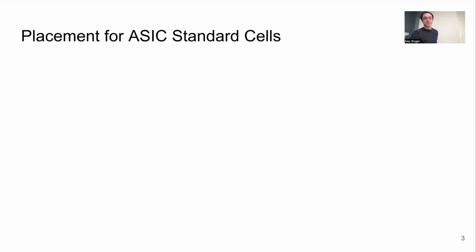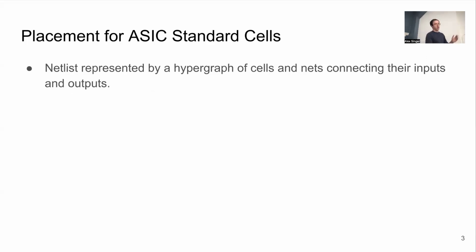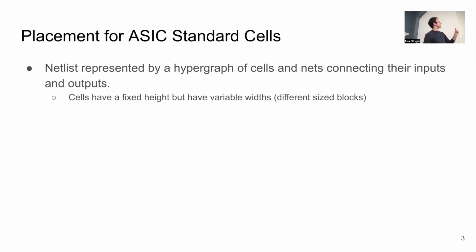Thanks. So I just want to give a general overview of placement for ASIC standard cells because some people might not be familiar with that. So we have a netlist, which we're all familiar with, represented by a hypergraph of cells and nets connecting their inputs to outputs, very similar to the FPGA CAD problem. But the difference here is that cells have a fixed height because we're dealing with standard cells, but they have variable widths. So for example, an AND gate versus a much more complicated gate might have different widths because they have more transistors inside of them.